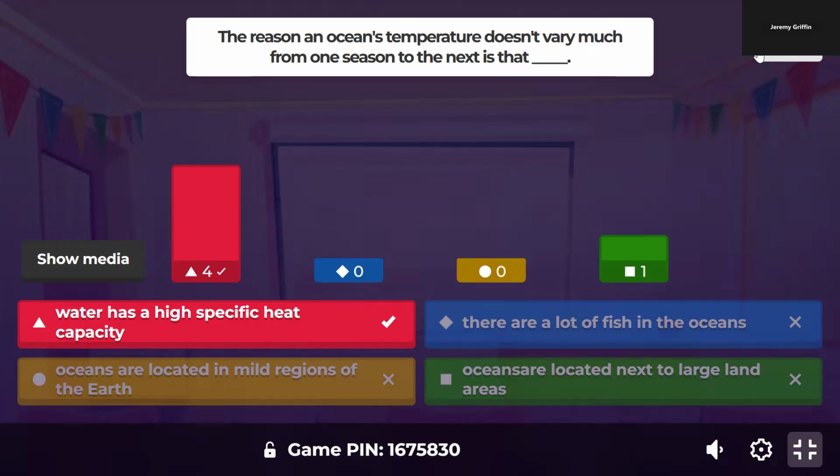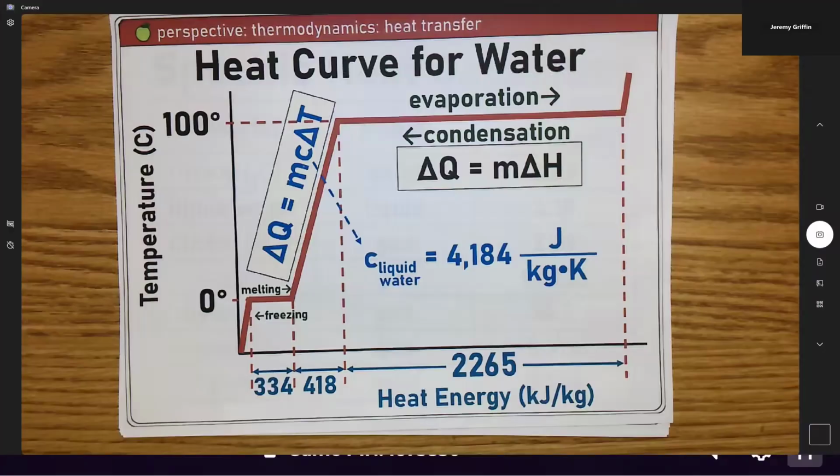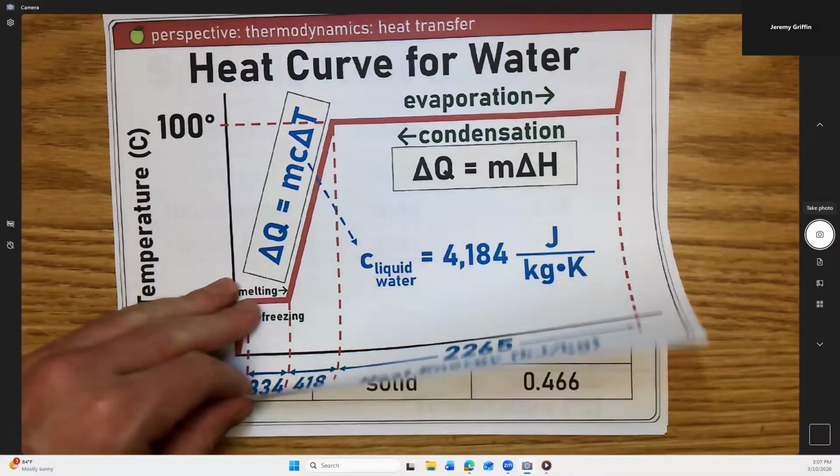Okay, yeah, it has to do with the high specific heat capacity of water. Now, this links to something I was telling you guys about earlier today.